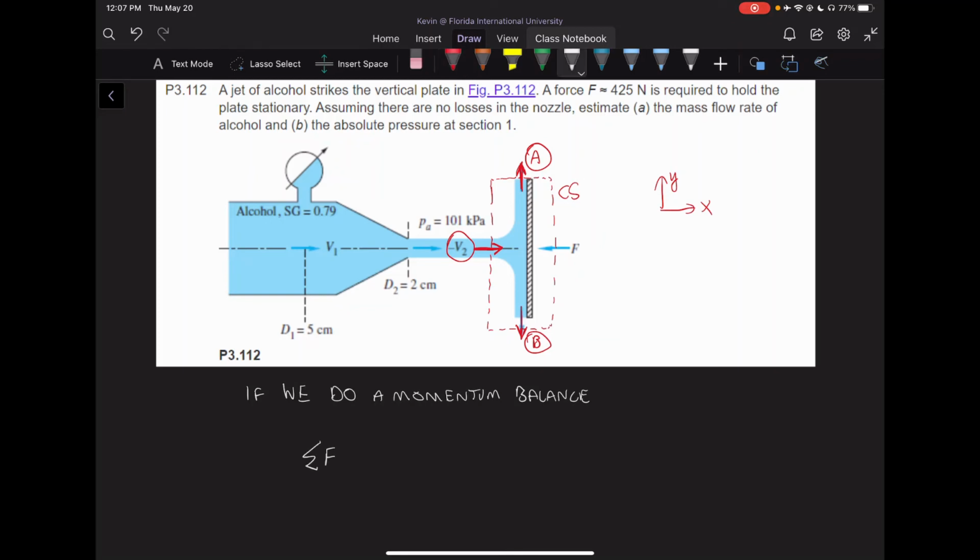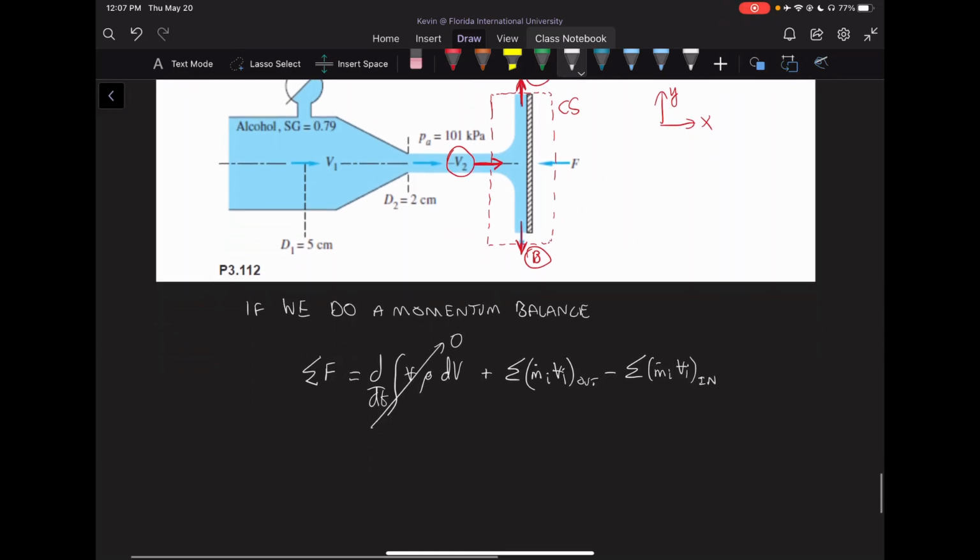So if we have the sum of the forces is equal to d/dt times the integral of velocity times density dV, okay, and this is our most general term, plus the sum of m dot i V_i out minus the sum of m dot i V_i in, we can say that that's equal to the sum of the forces. Now, we can simplify this problem by making this term equal to 0 because we have steady flow. We have a flow that is consistent, so we can make that term go to 0.